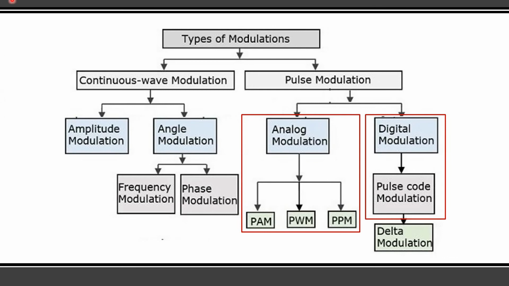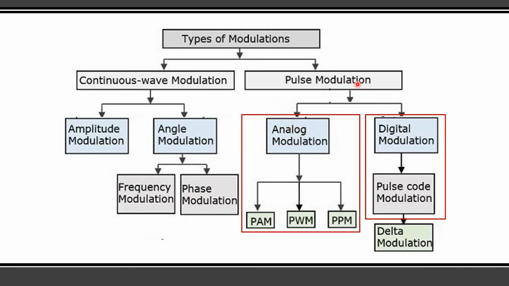Then we know that different types of modulations are available in communication. On one side we are representing analog communication, and the other is digital. Here we have continuous wave modulation and pulsed modulation. In the continuous wave, we know that amplitude modulation, frequency modulation and phase modulation are available. So we have discussed that already.